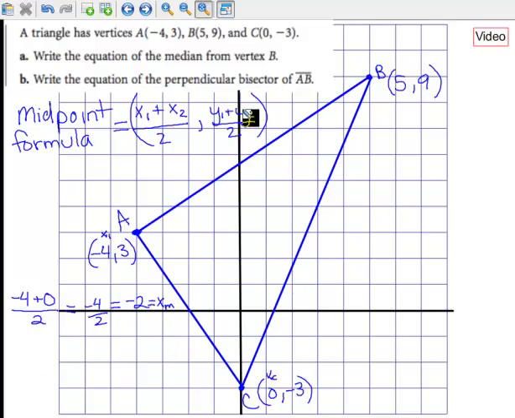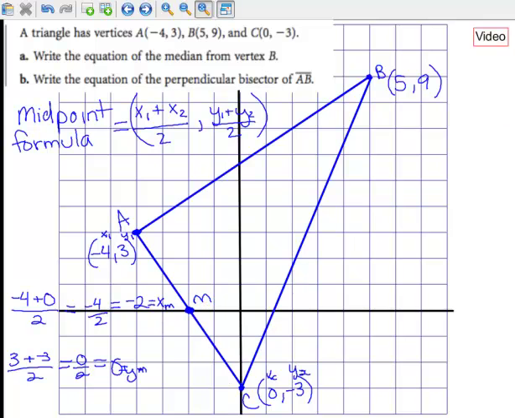And then we're going to take and average the y's. So I have a y1 of 3, and a y2 of -3. So 3 plus a -3 divided by 2, that's 0 divided by 2, which is 0. So that's my y of my midpoint. So at -2, 0, that would be the midpoint of AC.